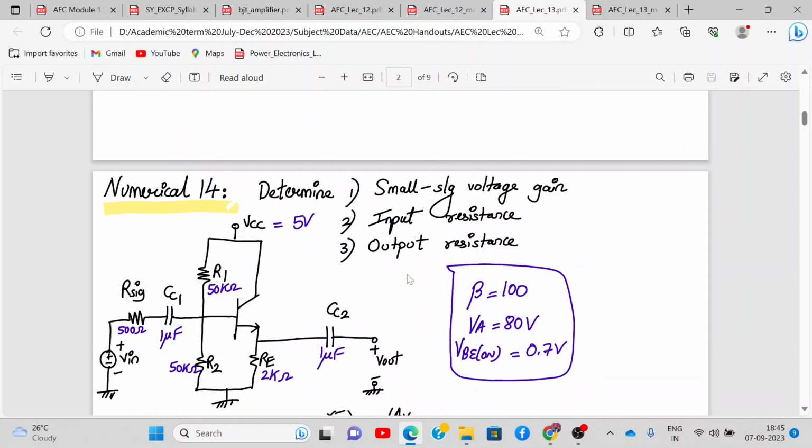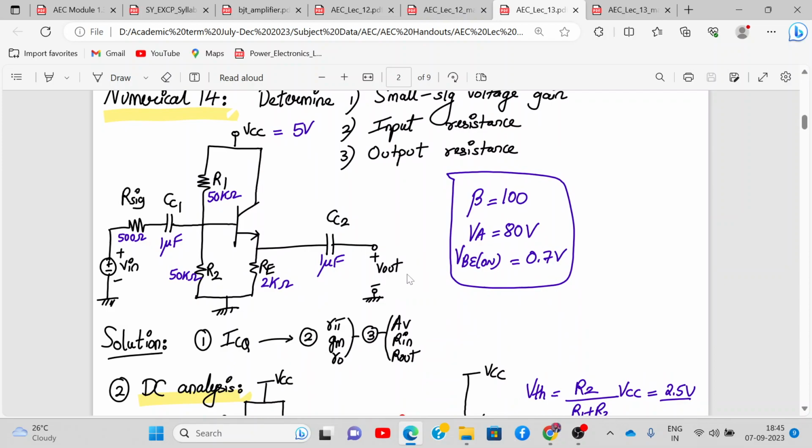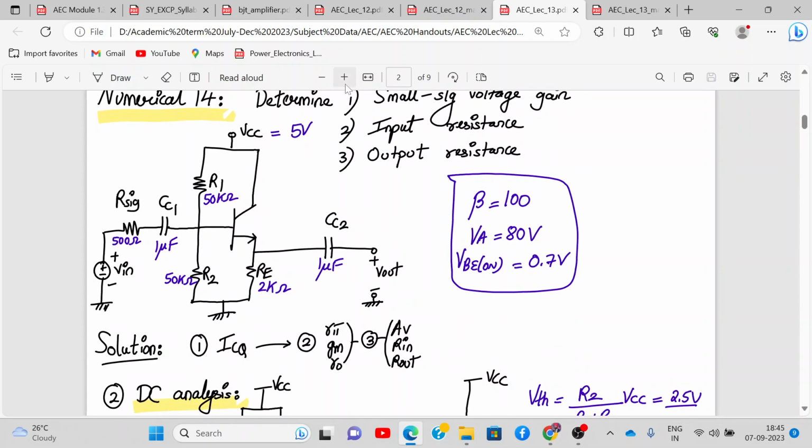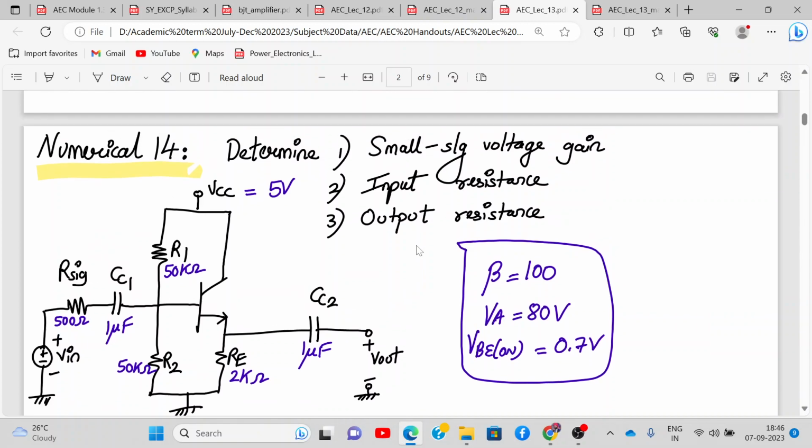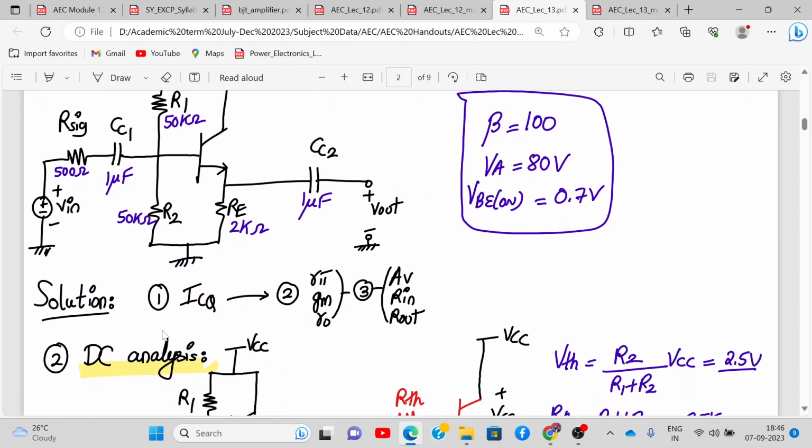Now let me show you the numerical. In this numerical I'll tell you one warning: RC is not present in the circuit. And here they have given the value of Rsig as 500 ohm. So let's see how we tackle such a numerical. Again the strategy is the same.